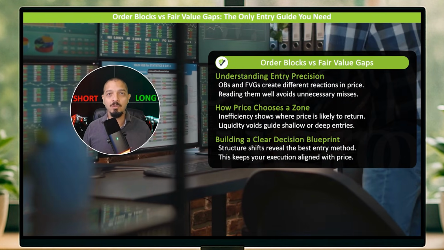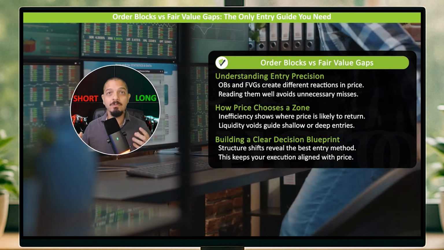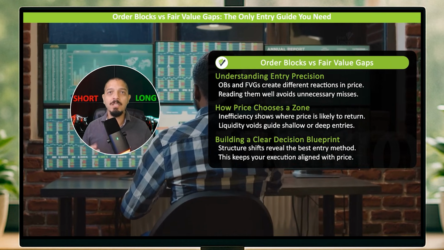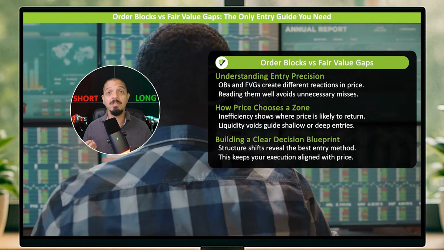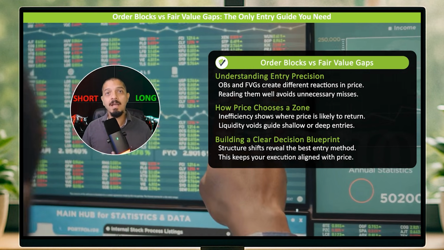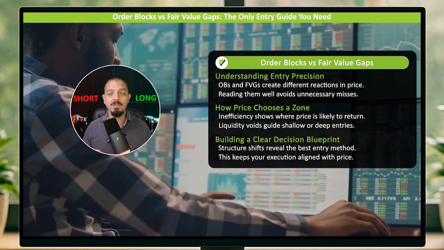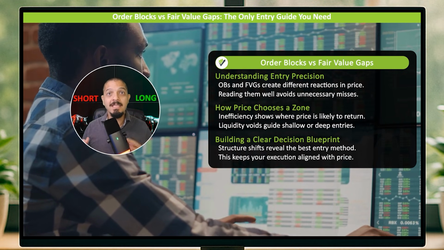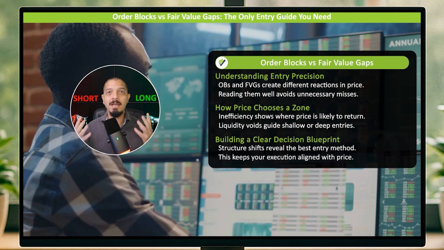In this video, you will learn how price behaves around order blocks and fair value gaps on different time frames, how to identify which zone carries the highest probability in each scenario, and how inefficiency and liquidity voids influence entry precision. You will also see how changes in character and structural shifts guide the selection of the best entry method. These insights form a practical decision-making blueprint that helps you avoid unnecessary refinement, improve your hit rate, and stay aligned with the true behavior of price as it moves between liquidity pools and mitigation zones.